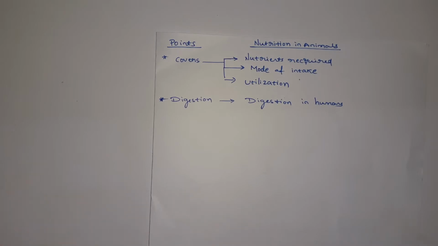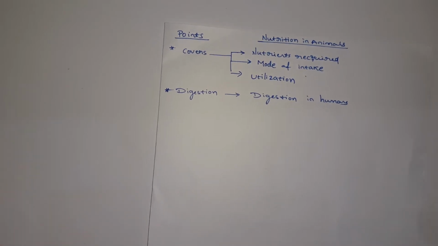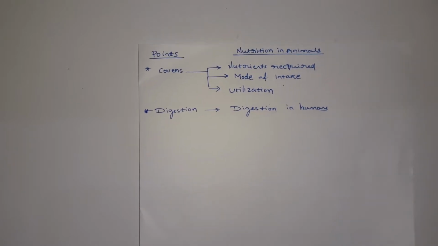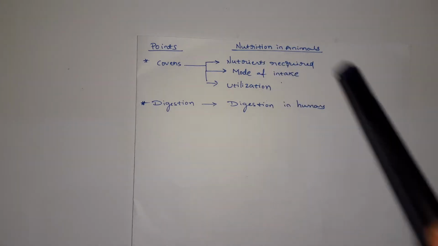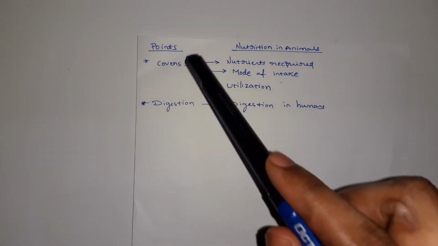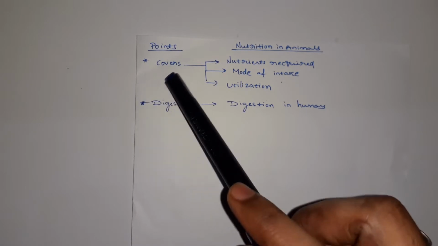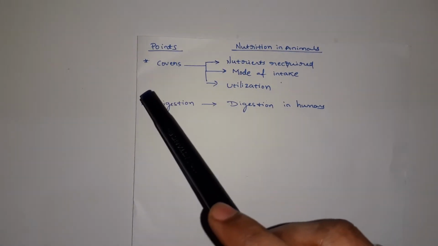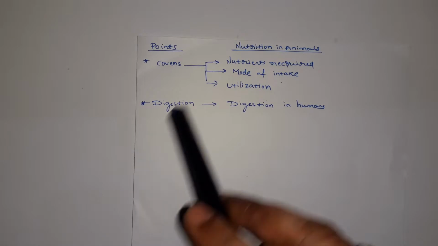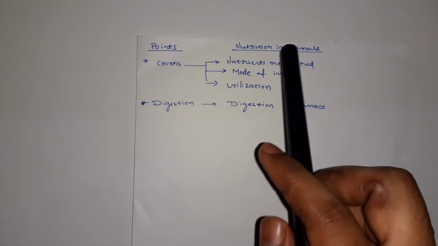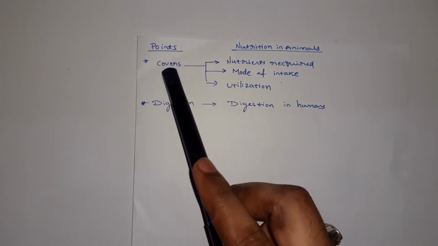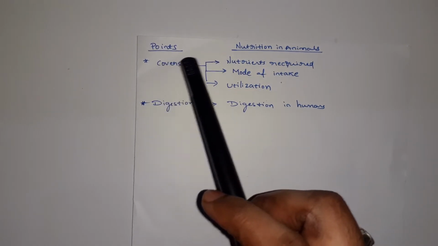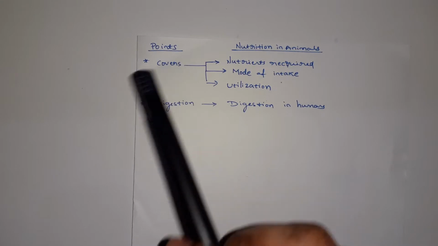So instead of moving here and there or talking about something else, because sometimes our discussion may go outside the scope of this chapter, I made a few points. This first video is all about the introduction, and one point will be covered. I will go point by point. Nutrition in animals: first, what this chapter covers, what all points we are going to learn in this lesson.